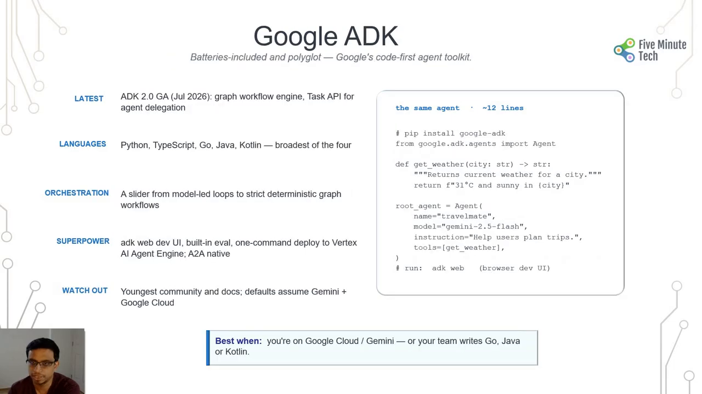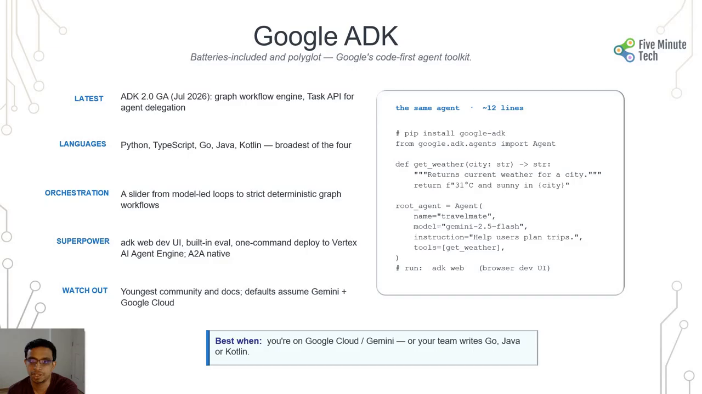Let's move on to the next framework, which is Google ADK. It is batteries included and polyglot in nature. Google's code-first agent toolkit. The latest was ADK 2.0 in July 2026. A graph workflow engine was included in it, along with the Task API for agent delegation. The languages used are Python, TypeScript, Go, Java, and Kotlin, the broadest of the four frameworks.